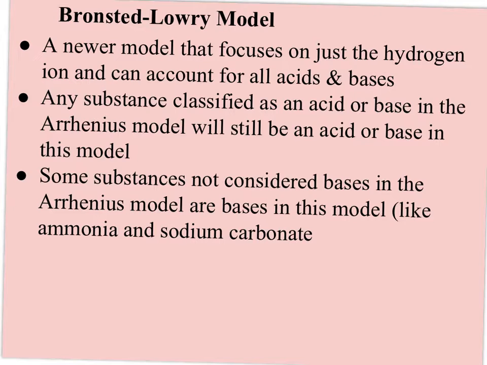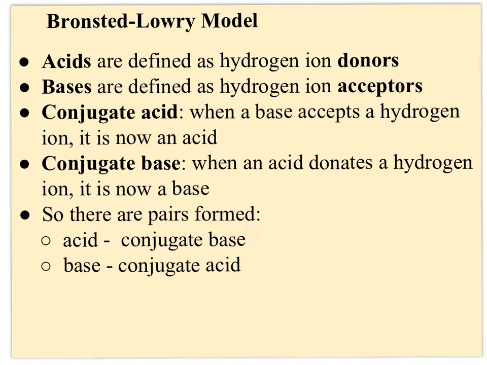But if it doesn't, before you decide it's neutral, look and see if it fits this model. Because some substances not considered bases in the Arrhenius model will be bases in this model, like ammonia and sodium carbonate. So acids are now defined as hydrogen ion donors. Anything that gives up an H plus when in solution is an acid. And the hydrogen ion acceptors, whoever gets that, is the base. So the acid gives up the hydrogen ion, the base takes the hydrogen ion.